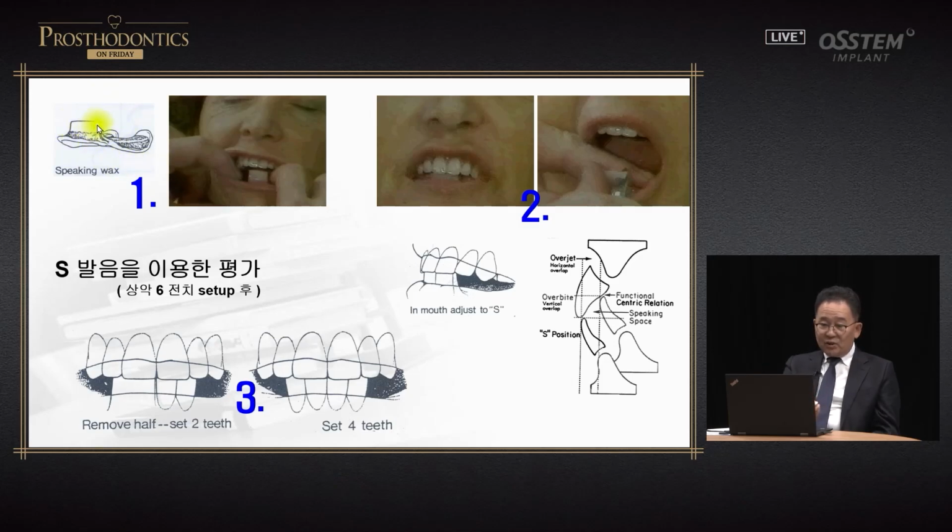It looks soft and white like Iowa wax. You put it in oral cavity and you have the patient pronounce S words like Mississippi and Sussex. In the area where it is in contact, as shown in far right, it is removed and closest to speaking space or S position is found.